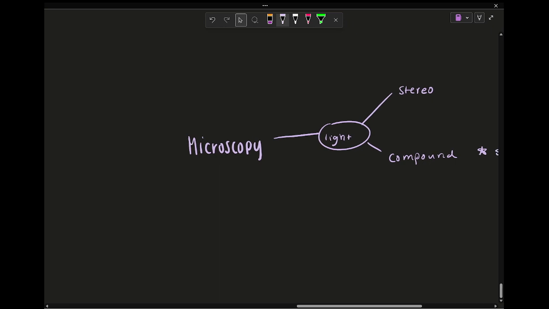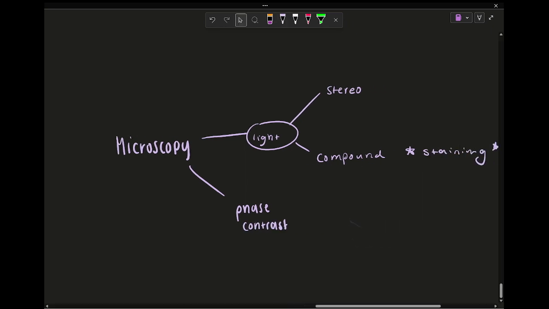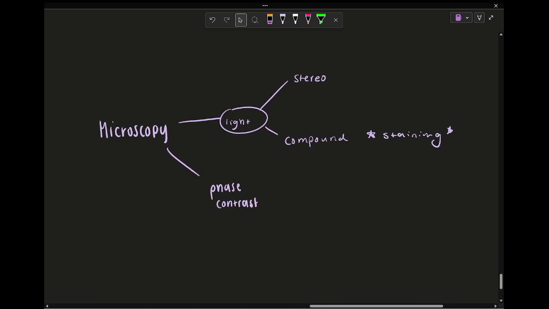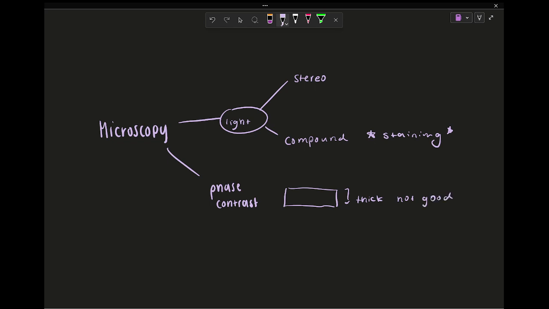Let's also talk about phase contrast microscopes. With phase contrast microscopes, you can see detailed observation of the internal structures. Some of the pros are that it has good resolution and contrast, but some of the cons are that it's not good for thick samples specifically. If it's thick, it's not good for phase contrast. It can also have a halo effect around the sample perimeter.